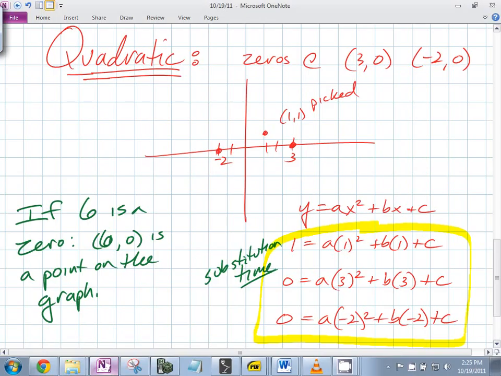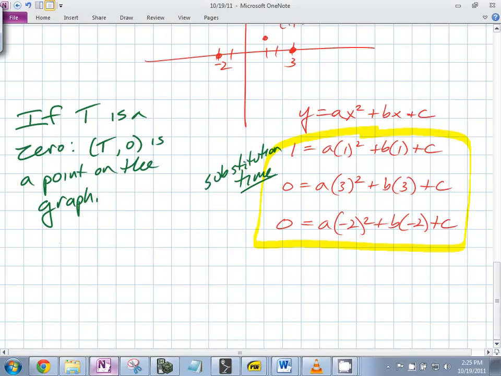Yes. Here's the point, though. This is a big one. If (t, 0) is a point on the graph, then x minus t must be a factor of the function that you're graphing. Why? Here's why. Let's say I had x minus t times some huge equation right here, or any equation. And that was our function of x.